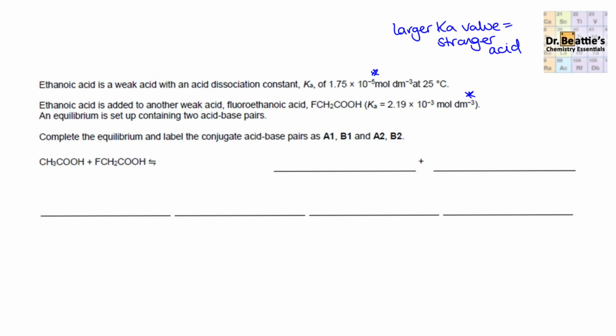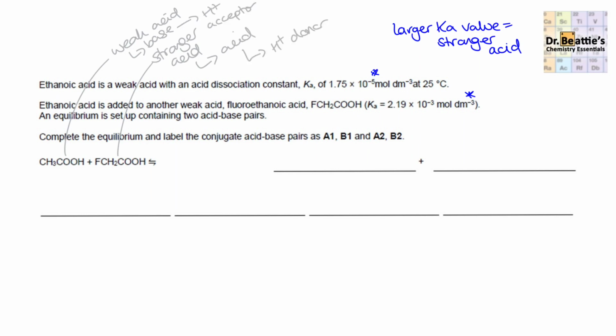Okay, so first of all, you know that this is the ethanoic acid, and because this value is smaller, this one is not as strong as this acid here, fluoroethanoic acid. So this is your stronger acid, bigger Ka value. The weak acid will act as a base, and the strong acid will therefore act as an acid. And so the fluoroethanoic acid is going to be an H+ donor.